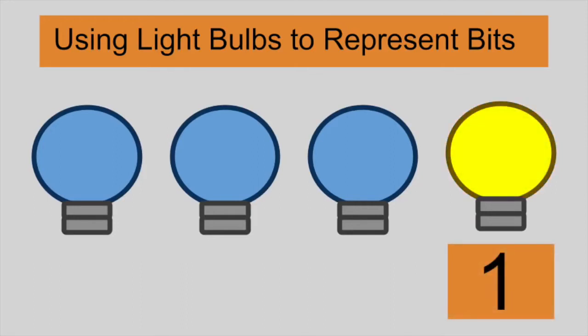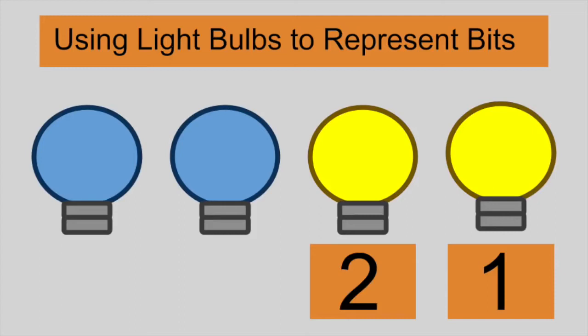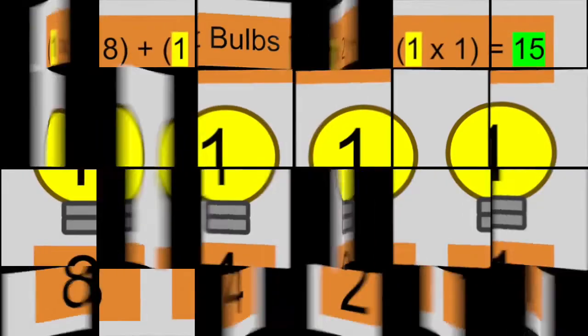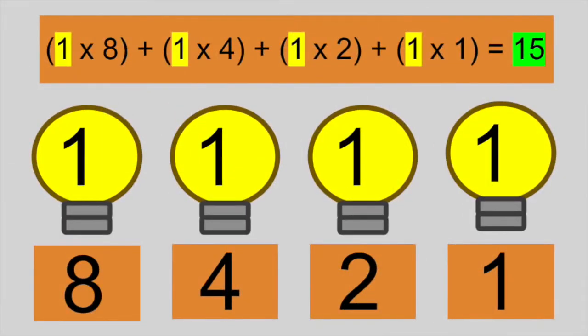Suppose each bulb represents a power of 2 when turned on. The rightmost bulb is 2 to the power of 0, which is 1. The next bulb over is 2 to the power of 1, which is 2. The next bulb after that is 2 to the power of 2, which is 4. And finally, the leftmost bit will represent 2 to the power of 3, which is 8. When all 4 light bulbs are on, we can add up their values to get the number 15. Since 8 plus 4 plus 2 plus 1 is 15.